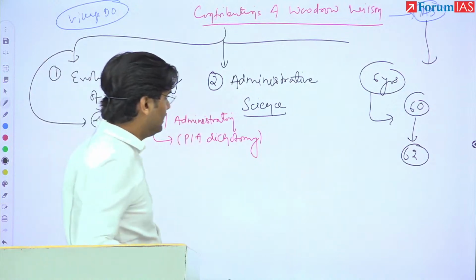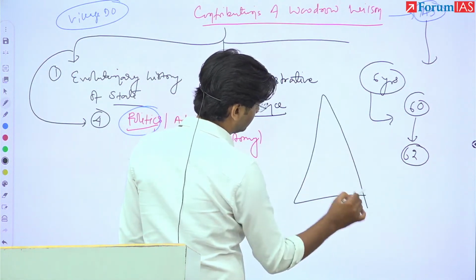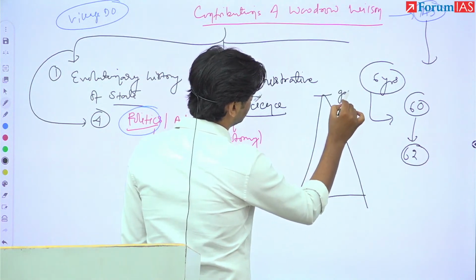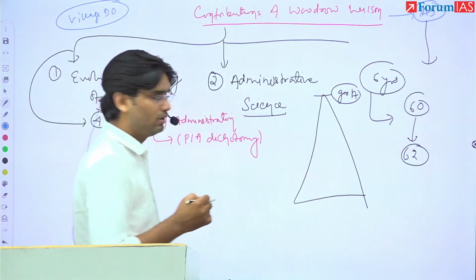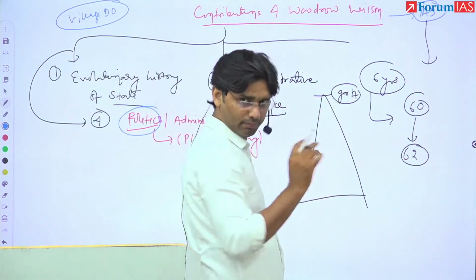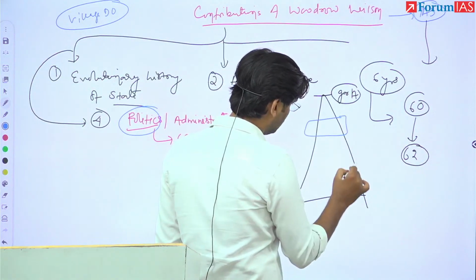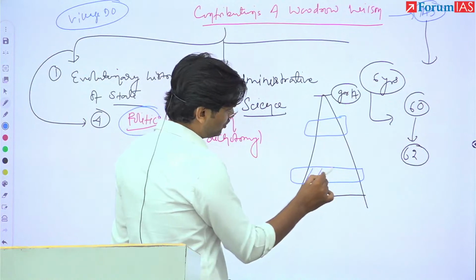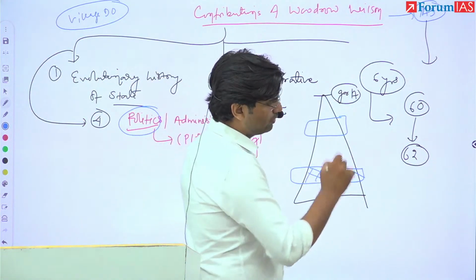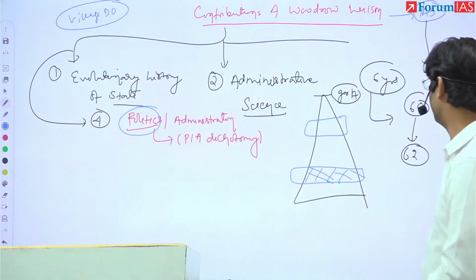So the hierarchy is like this. Here is Group A, very few people, the number is very small. Group B is here. Group C is here, so obviously lots of people. So in Madhya Pradesh, they increased the retirement age to 62 years.